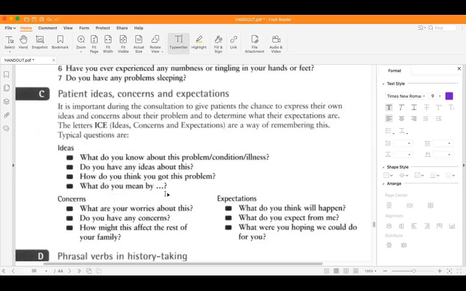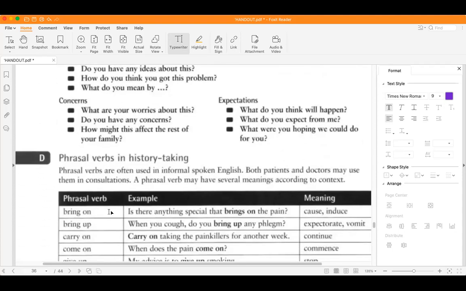What do you mean by concerns? Like, what are your worries about this? Do you have any concerns? How might this affect the rest of your family? Expectations, like, what do you think will happen? What do you expect from me? What were you hoping we could do for you?